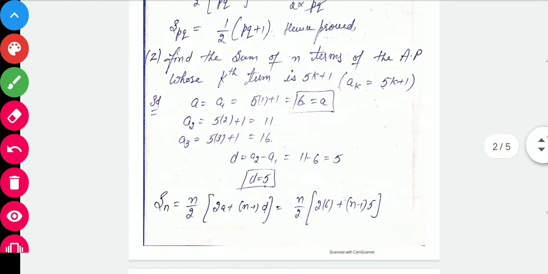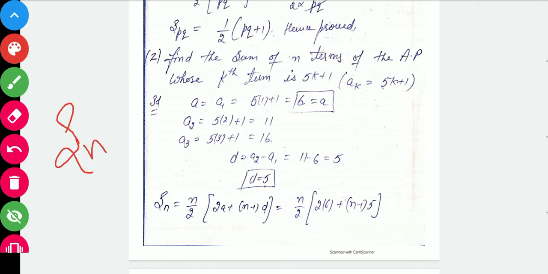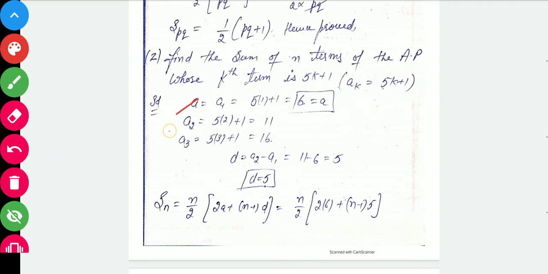Let's take your second sum, that is, find the sum of n terms. We need to find Sn. If their kth term is this, I can say that ak is equal to this. So with the help of this we can find a1, a2, a3, a4. So a1, a2, a3 we have to find. We have found them. Then for finding d we will use a2 minus a1. We will get d here.